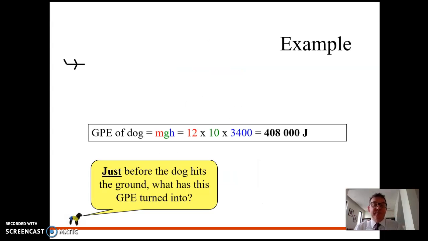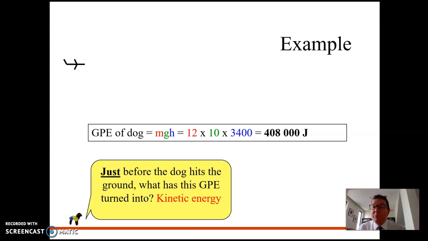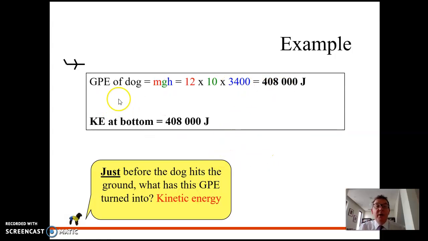Okay, so at the start of the lesson, I asked you this question. We calculated yesterday that the dog in the aeroplane has 408,000 joules of gravitational energy. So just before it hits the ground, that gravitational energy has turned into kinetic energy. The dog's moving very fast. So that's how much kinetic energy it has when it hits the ground. Now we can use this. I know that we calculated the gravitational potential energy of the dog when it was in the air. So I know that the change in kinetic energy is the kinetic energy when it hits the ground. Now I have a formula for kinetic energy, so I can calculate how fast the dog is going.